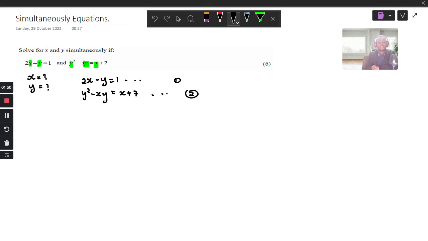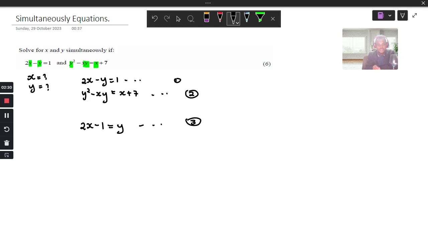So for you to solve this, you have to come up with a third equation, which can be written by making one of the two unknowns the subject of the formula. If you look at your first equation, you can rewrite it by taking your minus y to your right hand side and 1 to your left hand side. So it becomes 2x minus 1 being equal to y. So this one is your third equation.